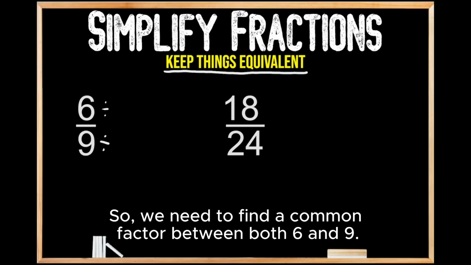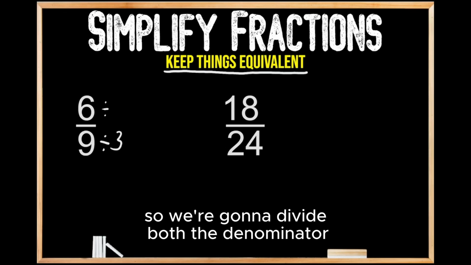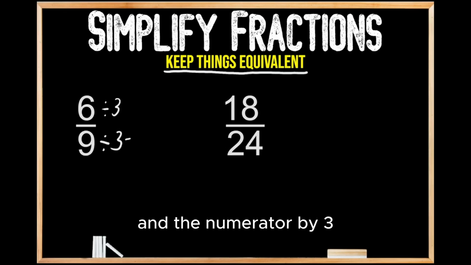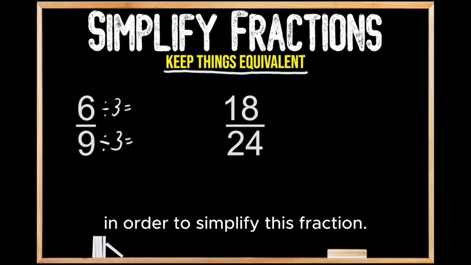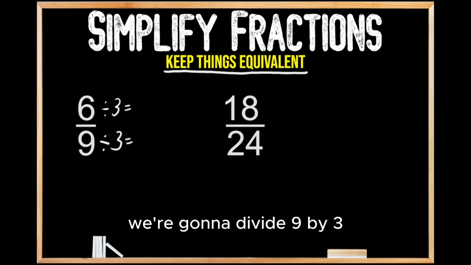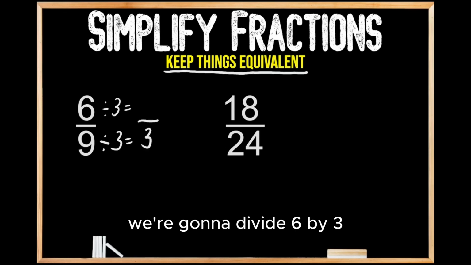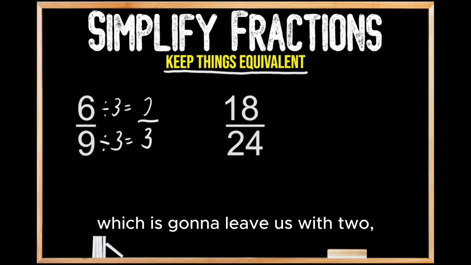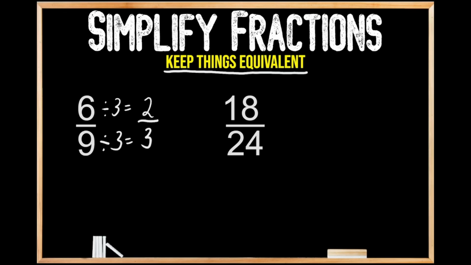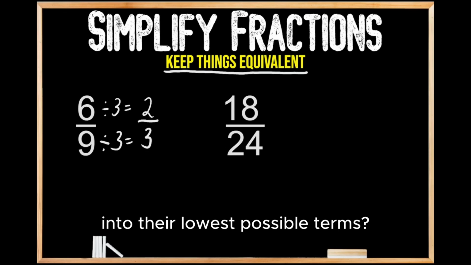So we need to find a common factor between both 6 and 9. Well, we know that both 6 and 9 are multiples of 3, so we're going to divide both the denominator and the numerator by 3 in order to simplify this fraction. So for the denominator, we're going to divide 9 by 3, which is going to leave us with 3. And then for the numerator, we're going to divide 6 by 3, which is going to leave us with 2 for 2/3.